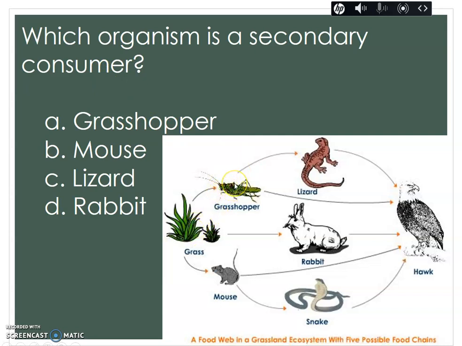Grasshopper would be a primary consumer. The mouse would also be a primary consumer. The lizard would be a producer, primary, secondary consumer, so that will fit in, so C. And then the rabbit would unfortunately be a primary consumer. So the only one that makes sense would be C, lizard, secondary consumer.